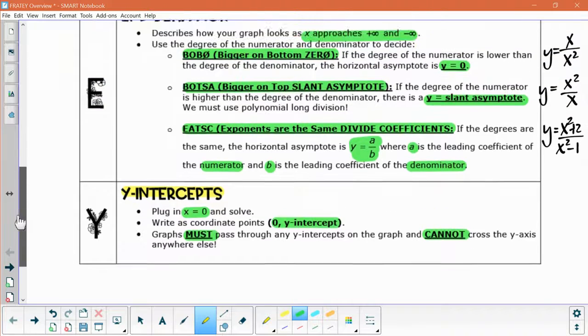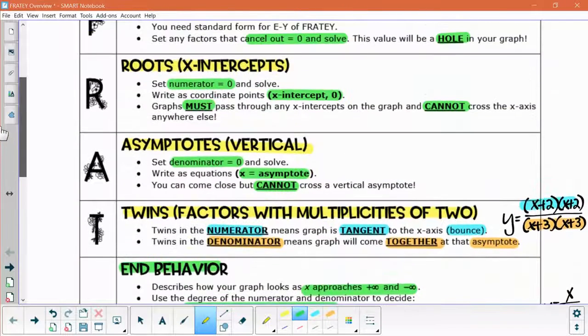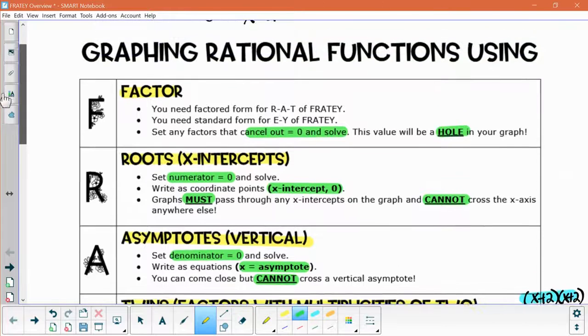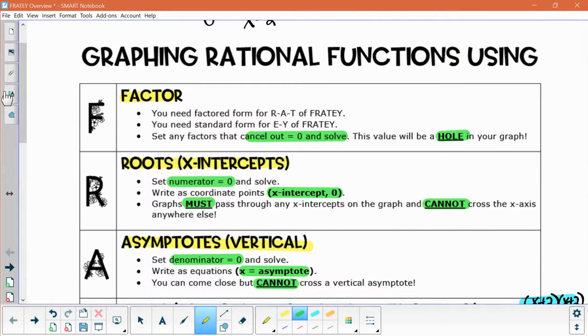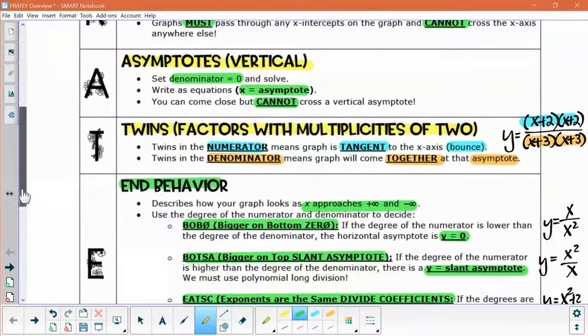So we will go through each one of these steps every time we start graphing rational functions. You factor. You set the numerator equal to 0. You set the denominator equal to 0. You check if you have any twins. Remember, twins have to be identical in either the numerator or identical in the denominator. Can't be mix and match.